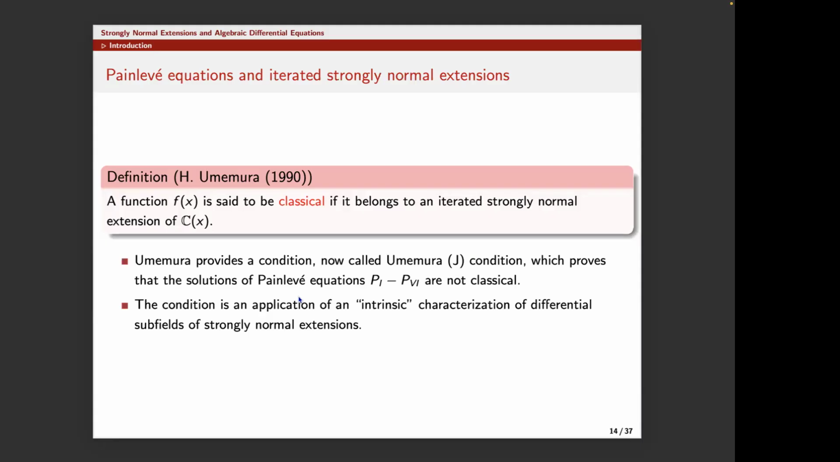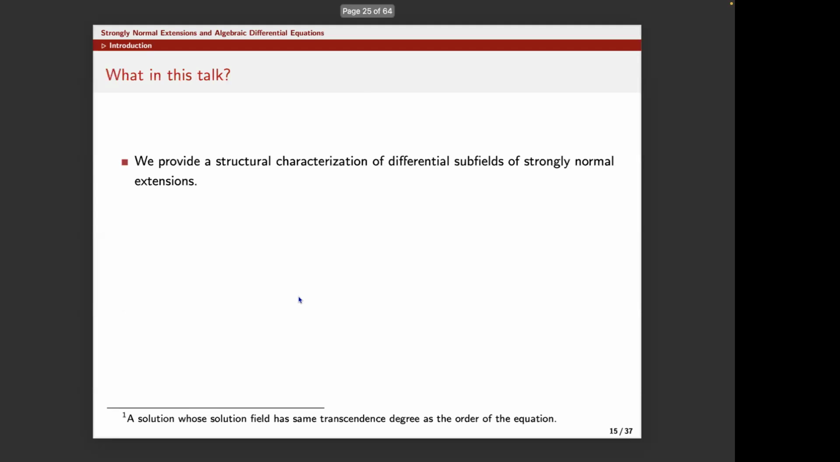And this Umemura-J condition is basically an application of an intrinsic characterization of differential subfields of strongly normal extensions, what they call differential fields depending rationally on arbitrary constants. So we have seen some results which are related to strongly normal extensions and used to study algebraic differential equations.